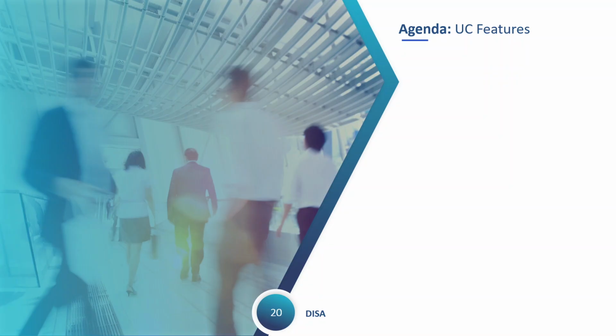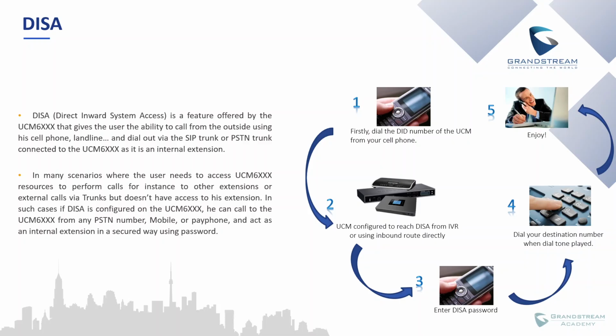And now we're going to talk about a very useful feature, which is DISA. In situations where the user is not connected to the system locally or remotely over internet, but still needs to use the system resources, the UCM 6000 offers DISA as a feature that can be used to allow the user to reach the system by calling into it from his or her own cell phone or landline and initiate calls to system extensions using analog or voice over IP trunks.